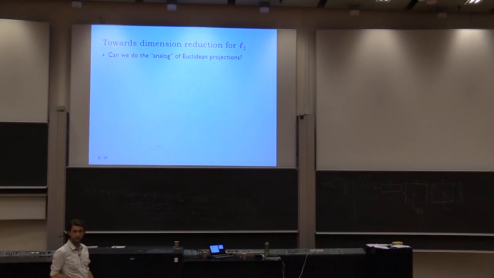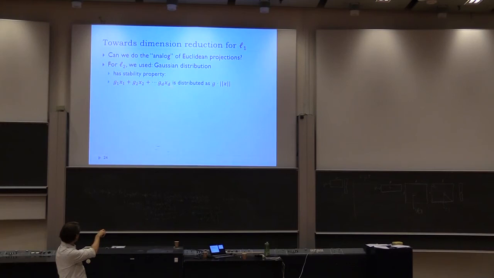In particular, what do we need? What did we use? The main property in Euclidean space that we use is these Gaussian projections, where we take these Gaussian vectors and our one-dimensional projection was really a product between a Gaussian vector and our input vector with coordinates x1, x2, x3. And we said that it has a stability property where this sum is distributed as g times the L2 norm of x, right?